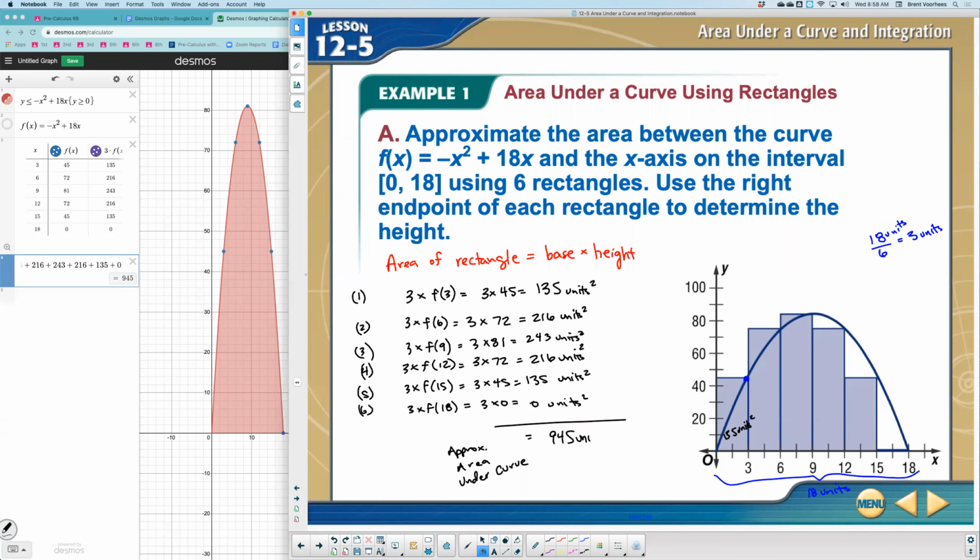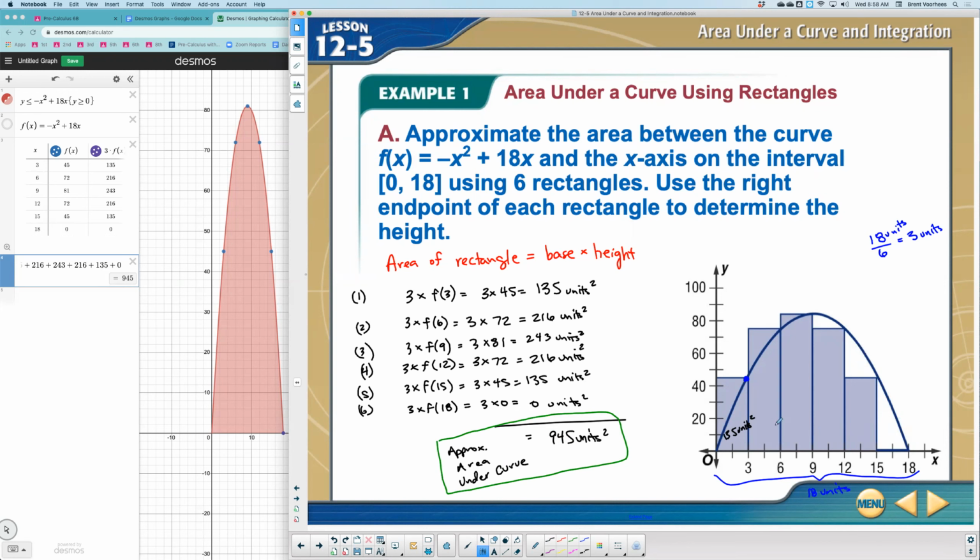945 units squared. Now you might be looking at it going, okay, so that is our approximation, but how accurate is it? I'm looking and there's a lot of white space over here, but there's extra over there. Now, is that accurate or not? I don't know. How could we figure it out? Well, part B says, here's one thing we could try.